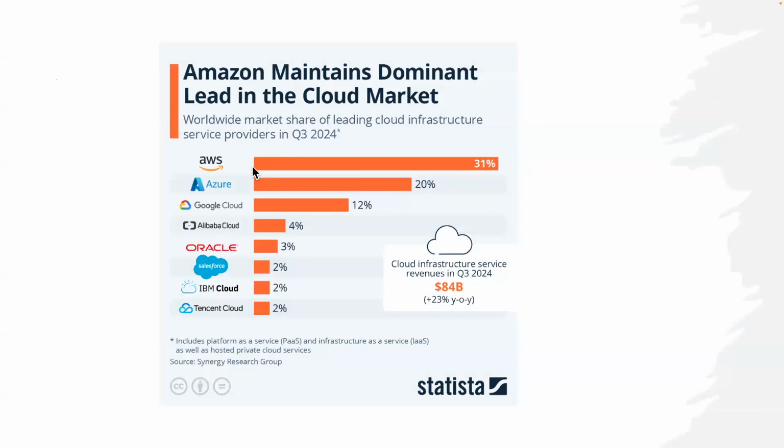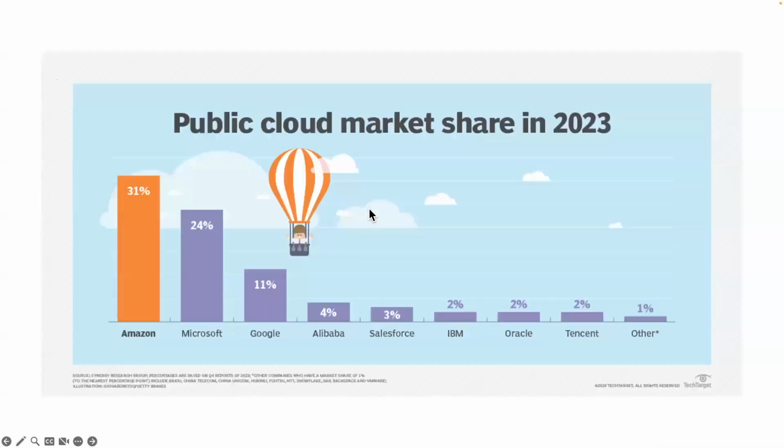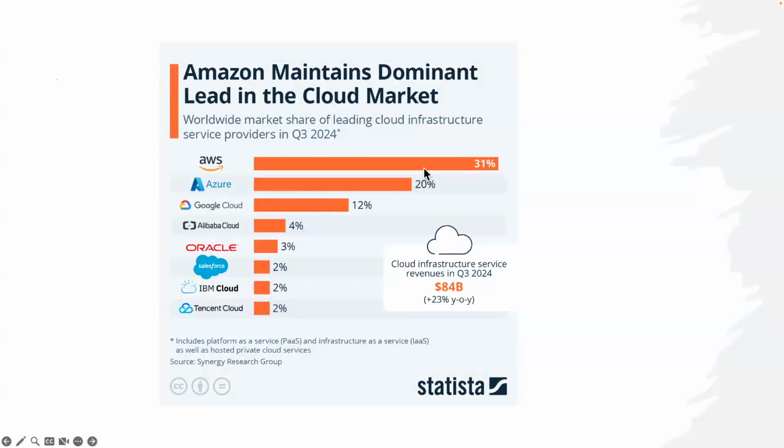And these are some market shares you can see in 2024. AWS got 31%, Azure got 20, Google Cloud got 12 in the previous year. You can compare these numbers: 31, 20, 12, and this varies. It depends on every year. There will be some variation.